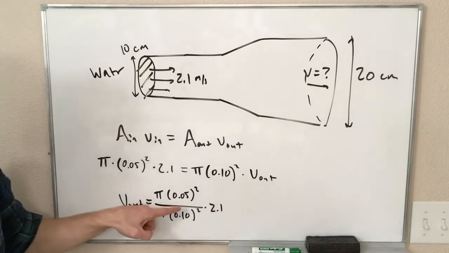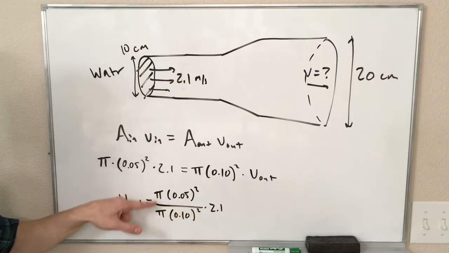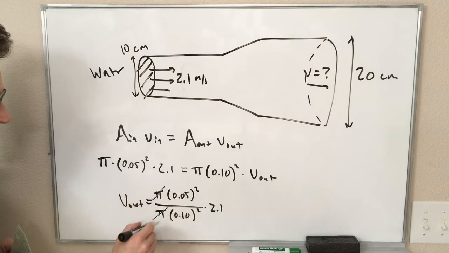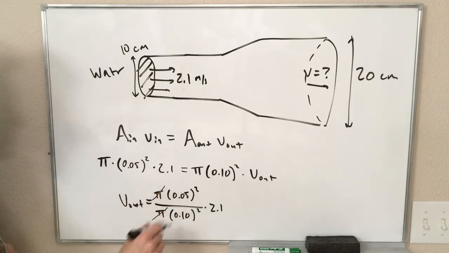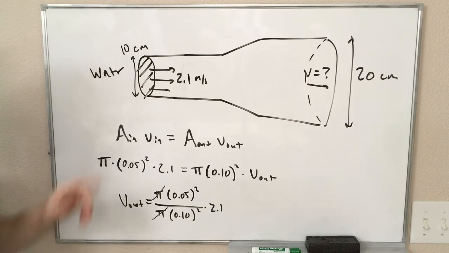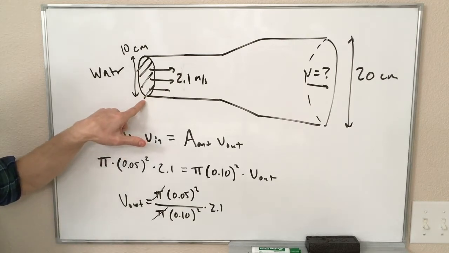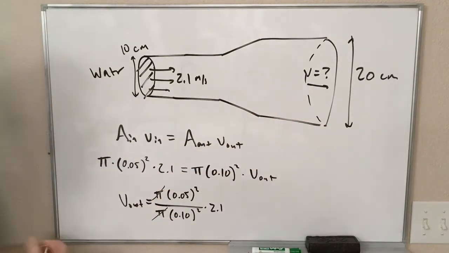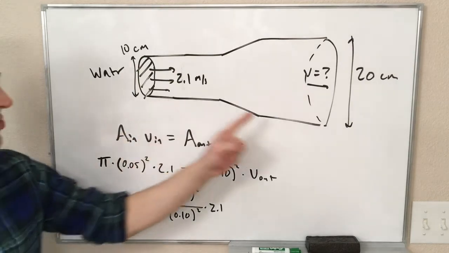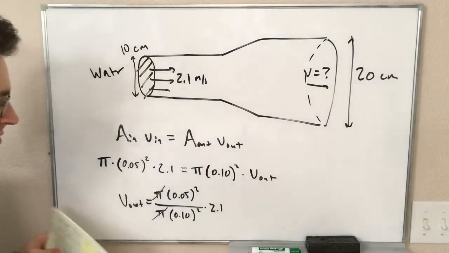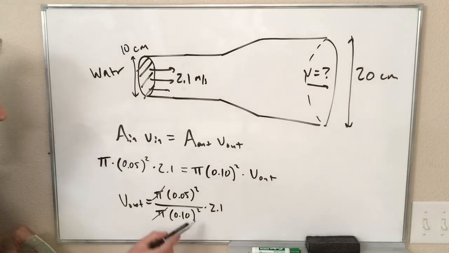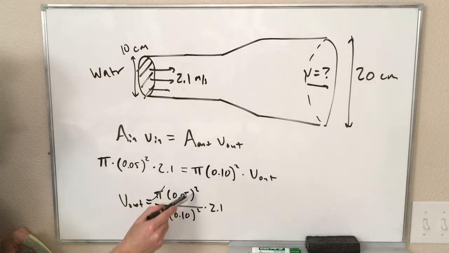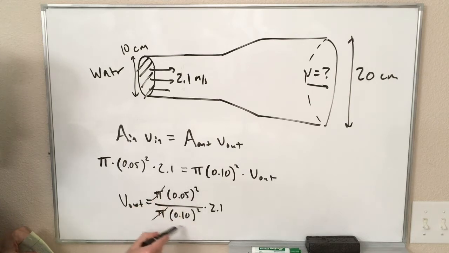Here you can see the pi's are going to cancel, which is telling us that it didn't matter that this was circular to begin with. We only have to worry about the ratio of the diameters or radii, and really the ratio of the squares of those. So if our radius doubles, it goes from 5 to 10, or the diameter goes from 10 to 20, the area quadruples, right? It increases by a factor of 4, which means that our velocity is going to decrease by a factor of 4, and that is what this is, right? 0.05 squared over 0.1 squared is 1/4.